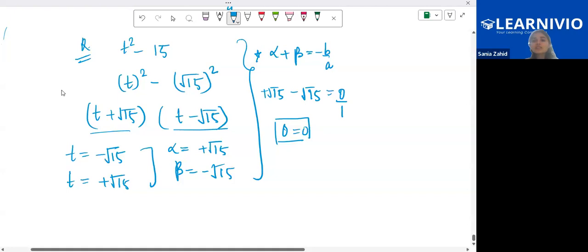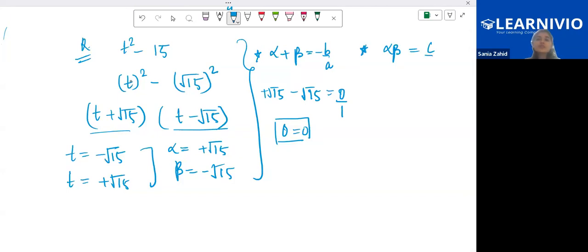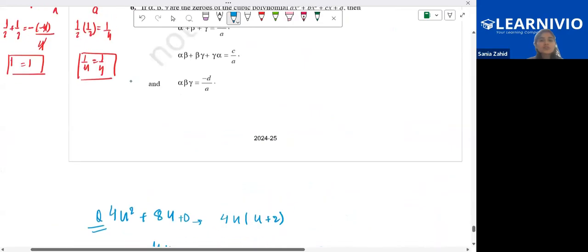Now the second one will be alpha into beta should be equal to c by a. So what is alpha into beta? Root 15 into negative root 15, so negative 15 is equals to c by a. That means negative 15 by 1 is also negative 15. So this is also verified. So again our relationship is verified. So this one is also clear to you now.